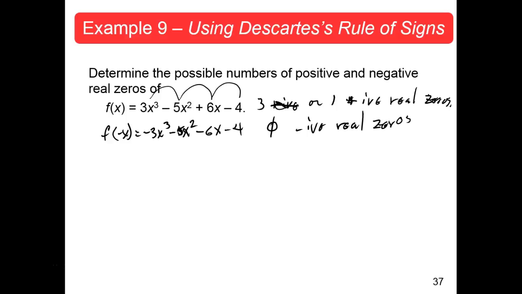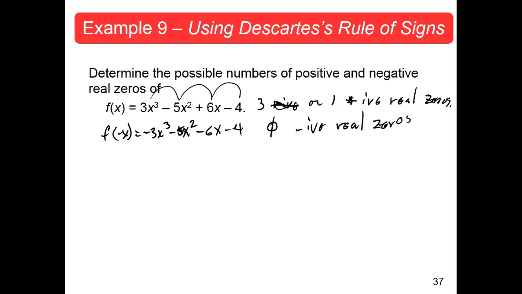We got that answer. But you would do plus or minus 1, except forget about the minus. You know you don't need a minus. 1, 2, and 4, those are your numerators. Your denominators are 1 and 3. So you've got 1, 2, 4, 1/3, 2/3, and 4/3. Those are all the possible rational zeros. You don't need to do plus or minus because you know the minuses aren't going to work.